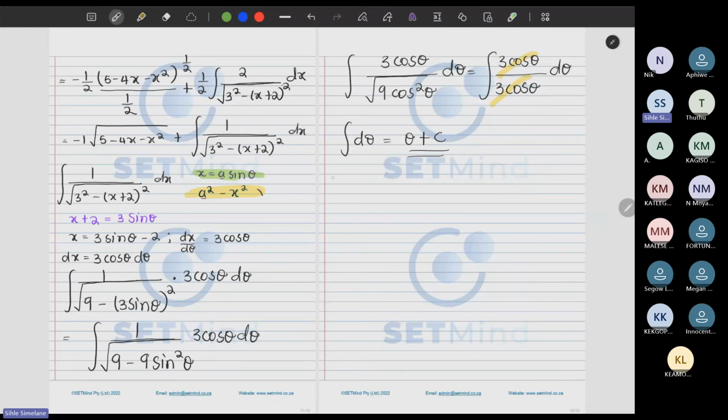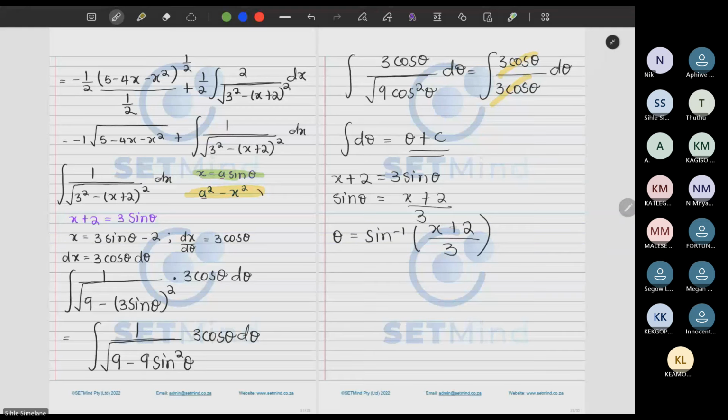Our answer was given in terms of x, so we need to try and revert back. But remember that what we did is we said x plus 2 equals 3 sine of theta. So this means that our sine theta is the same as x plus 2 divided by 3, which therefore means that our theta is just the inverse sine of x plus 2 divided by 3. So that portion there, I just need to go and replace it with that.